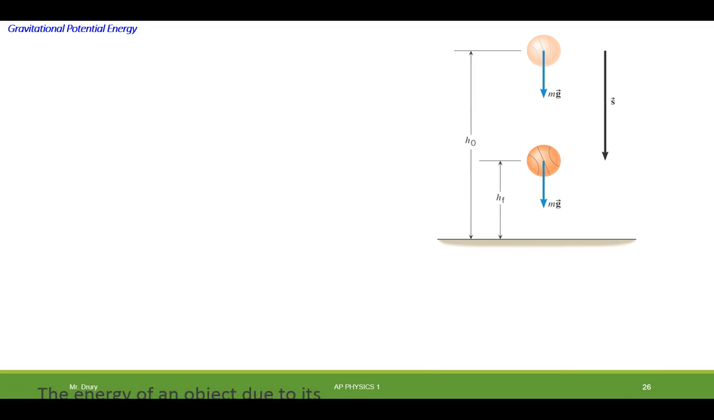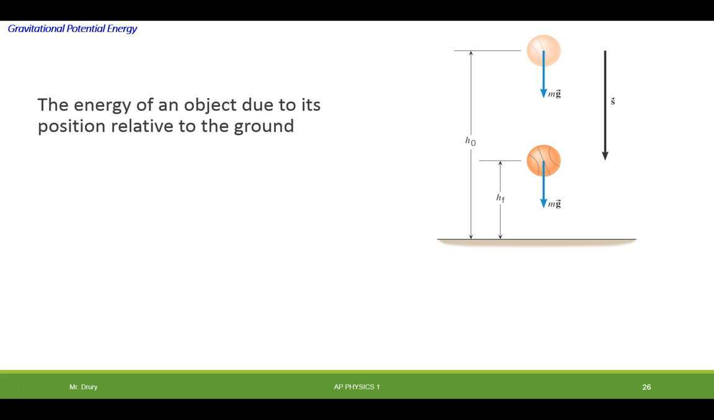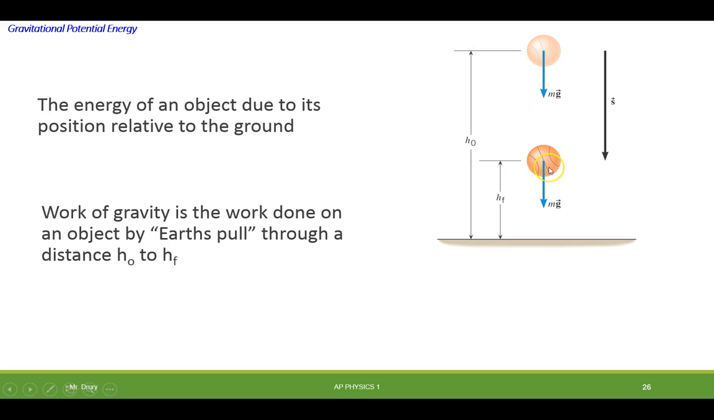Okay, we'll look at gravitational potential energy first. The energy of an object due to its position relative to the ground. So this ball will have more potential energy as you lift it higher. How do you give it potential energy? You have to actually do work because the earth pulls it down. So to push it back up, you have to do work.